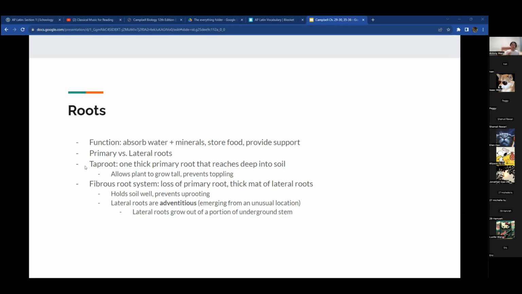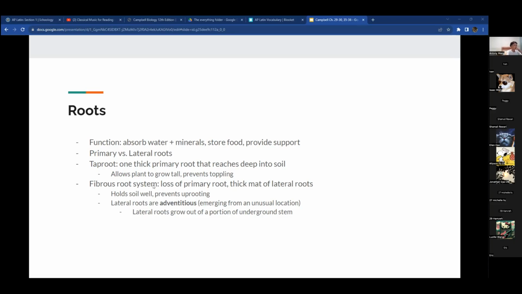If you have a pole and you stick it really far in the ground, it's harder to push it over, right? There's more anchoring support that way by the taproot. It allows the plant to grow tall, prevents toppling, one thick primary root that reaches deep in the soil. And the taproot does branch off a little. It's not only one root, but the main structure is that most of the root is the primary root.